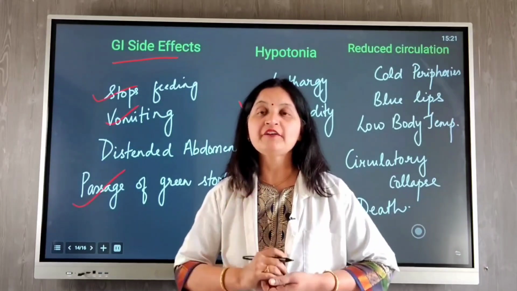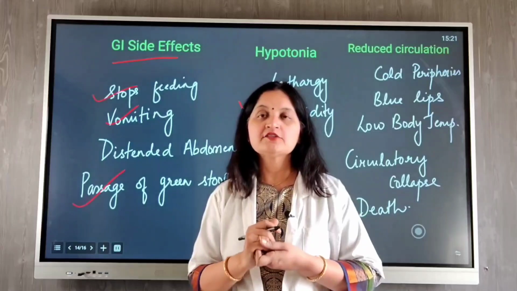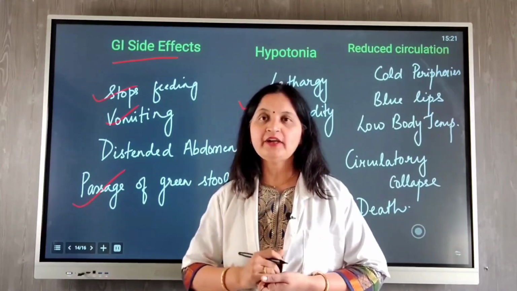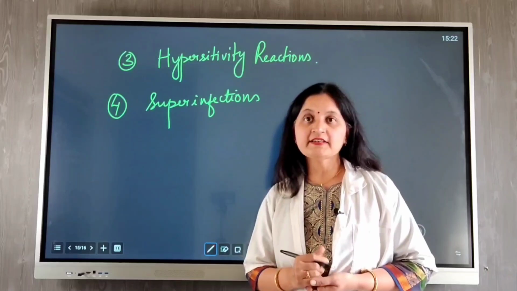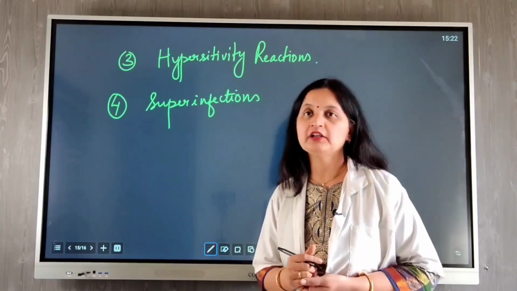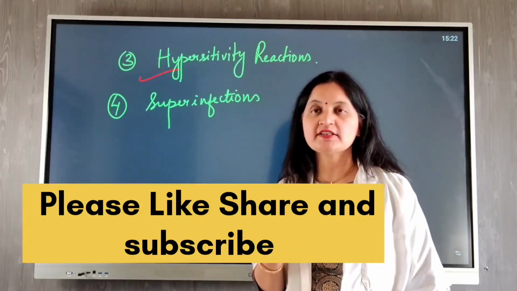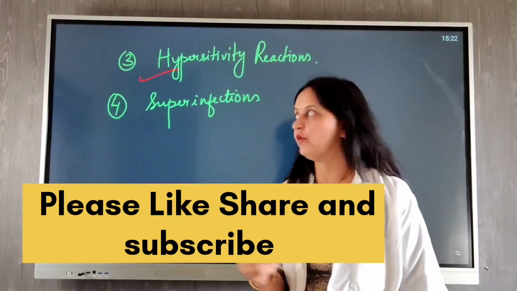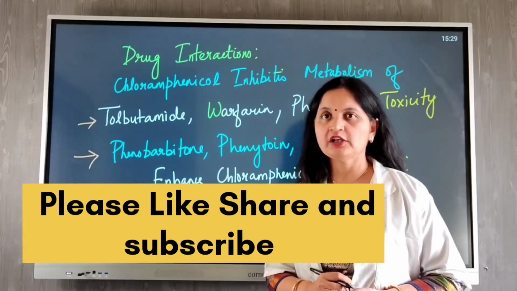So in neonates, chloramphenicol should be avoided, and if used, it is used in doses less than 25 mg per kilogram. The other side effects that are possible with chloramphenicol use are hypersensitivity reactions such as rashes and angioedema, which are infrequent. Also, drug interaction is a possibility with chloramphenicol use.